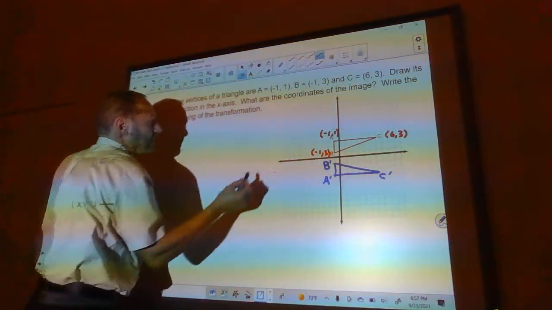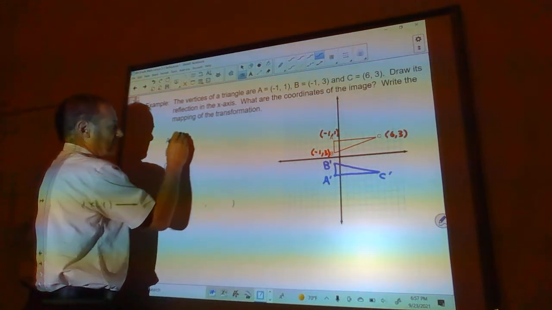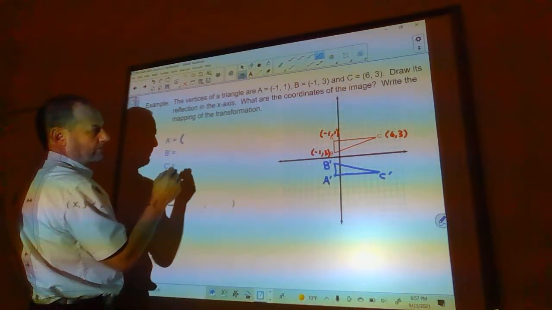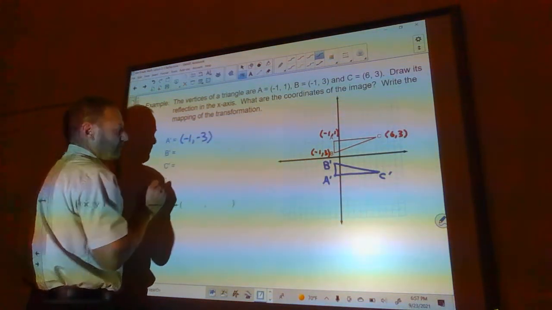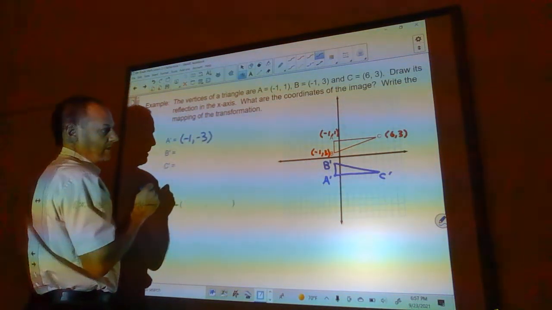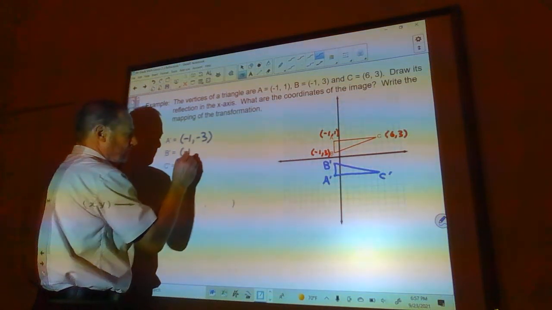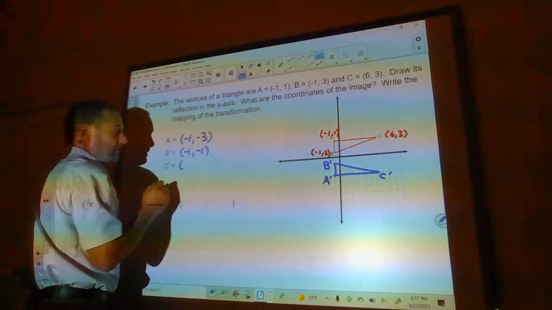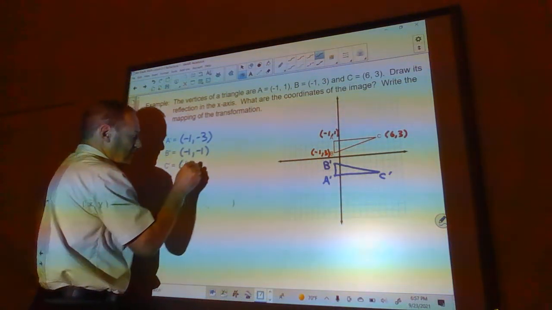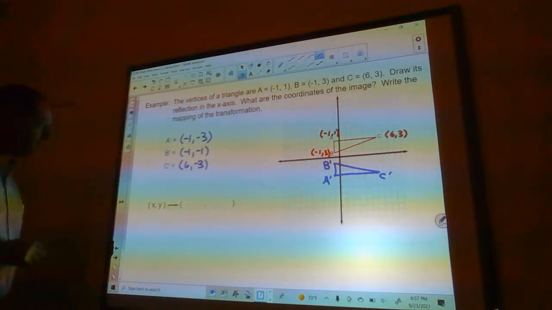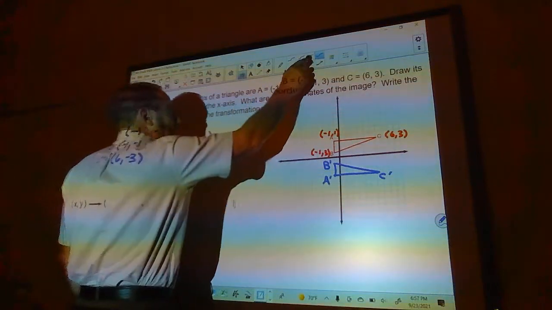Okay, so what are the coordinates of the image? All right, so A prime is located at -1, -3. B prime is located at -1, -1. And C prime is located at 6, -3. So now what's my mapping? How do you write the mapping?